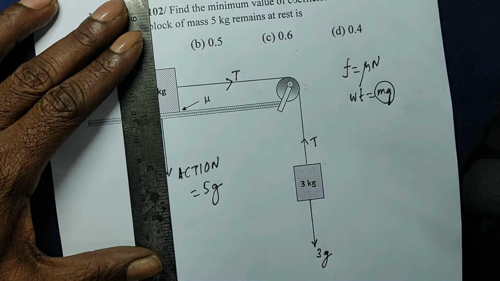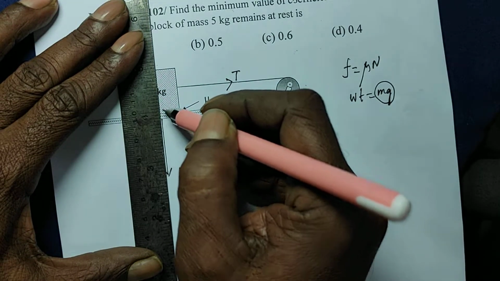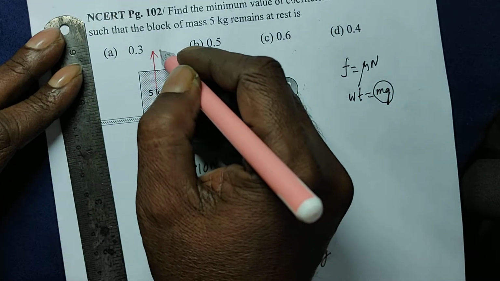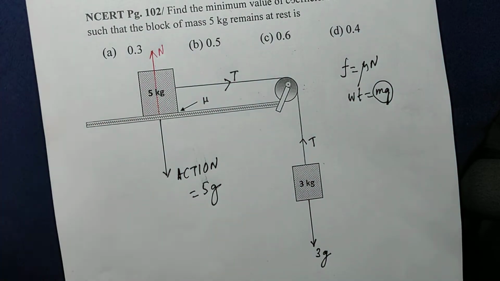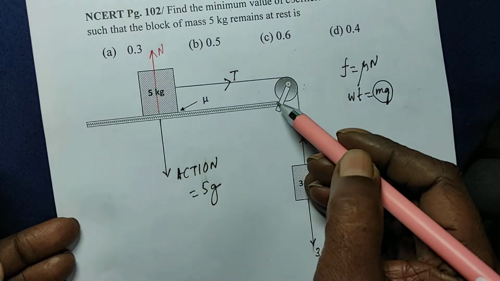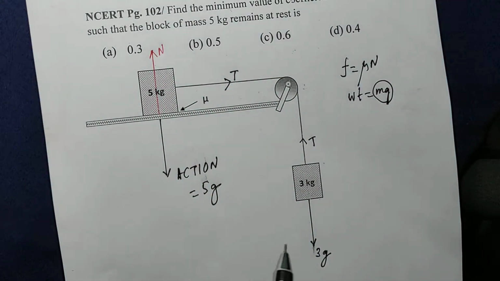So the surface will apply the same reaction force. That will also be normal to the surface. Let me show it in a red pen. So from this point, the normal reaction will be to this side. I represent it as N. Why is this normal? Because this line makes 90 degrees with this surface, so this is normal.